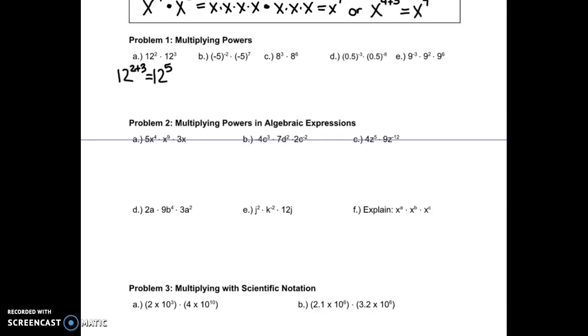B. We're going to keep our base, so negative 5. We're going to add our exponents: negative 2 plus 7. Keep our base. Negative 2 plus 7 is 5. C. Keep our base. We're going to add our exponents, 3 plus 6. 3 plus 6 is 9.